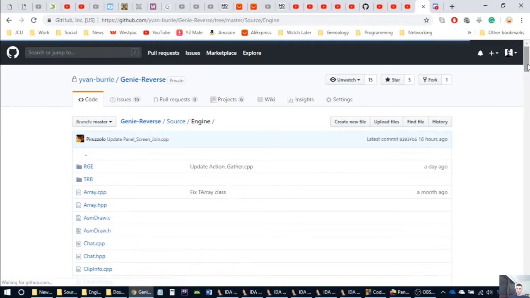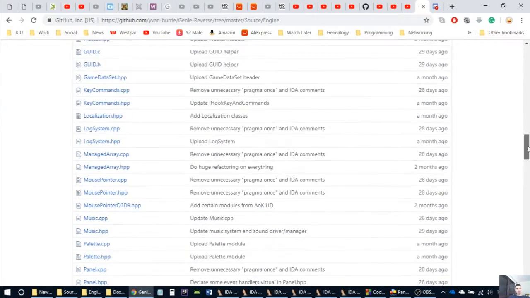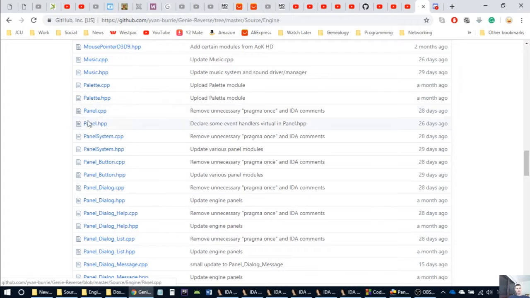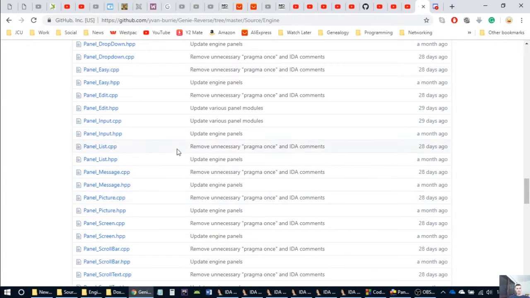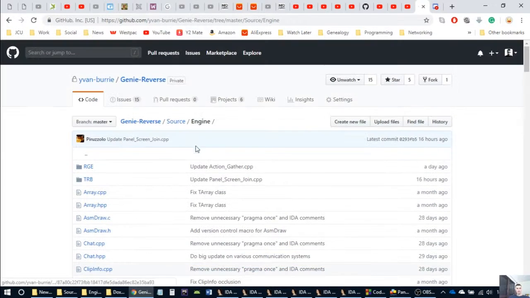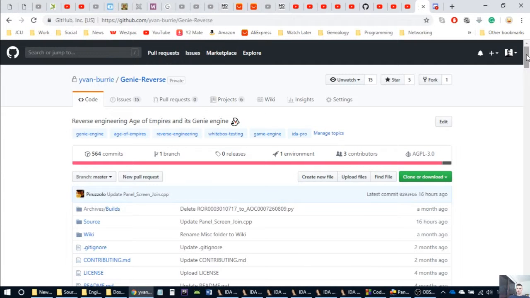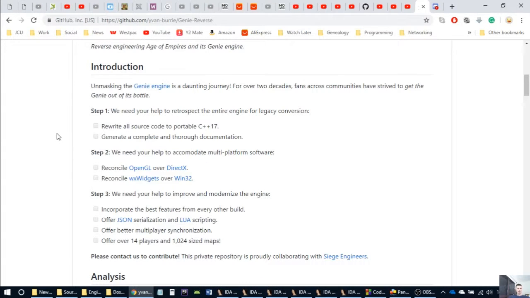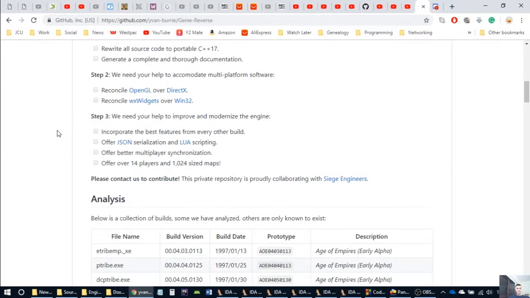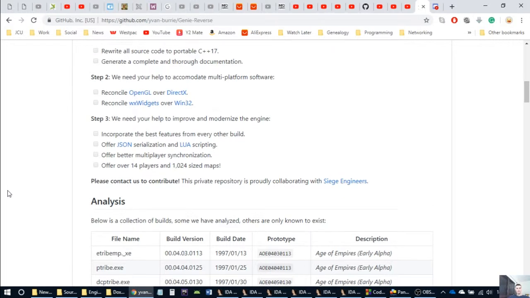So if you look under engine, you'll see the panel, or the entire panel system. This is the Win32 wrapper, the UI of the game. So we'd like to replace that, amongst all the cleaning that we have to do, and we'd also like to do a few optimizations, like having more players.